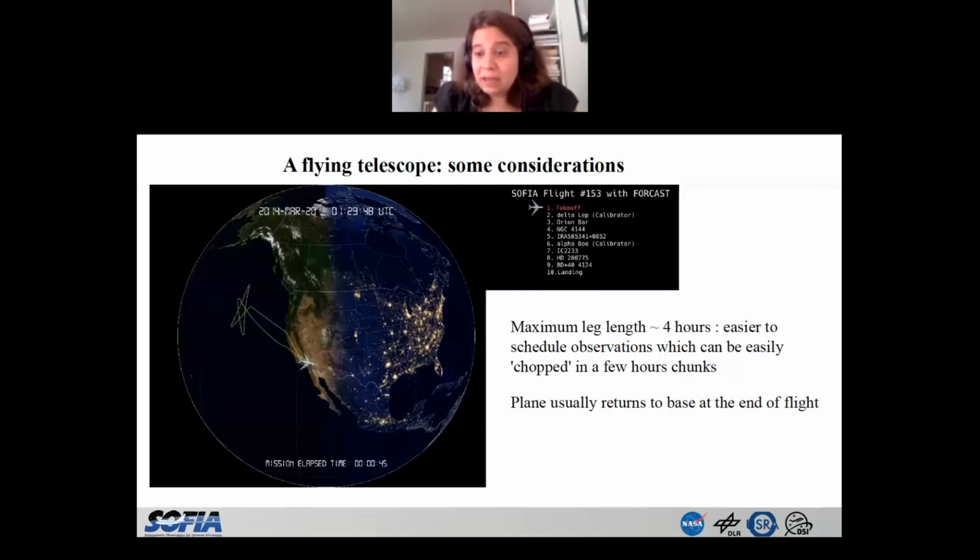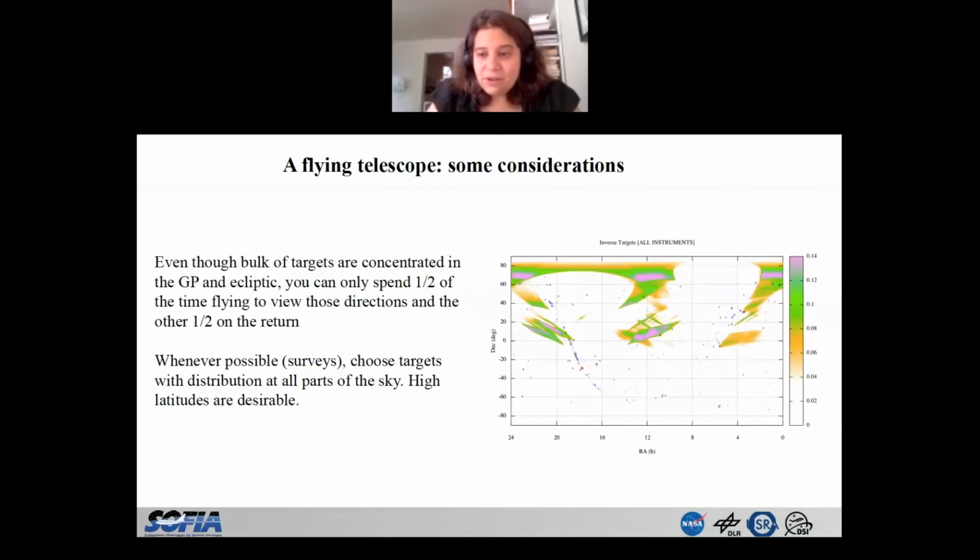And also consider that the plane needs to return to base at the end of a flight each night. So this is an example of what a flight plan might look like. It has this star shape and then returns to Palmdale. And these considerations make it that there is this special situation that the plane goes one way to see many targets that are asked, usually in the galactic plane and the ecliptic, and then returns and sees the opposite direction.